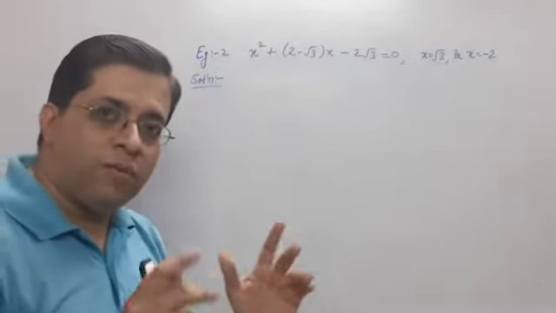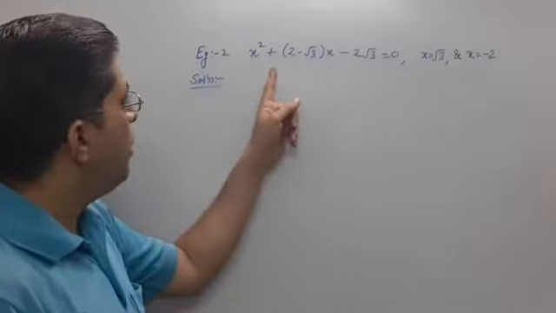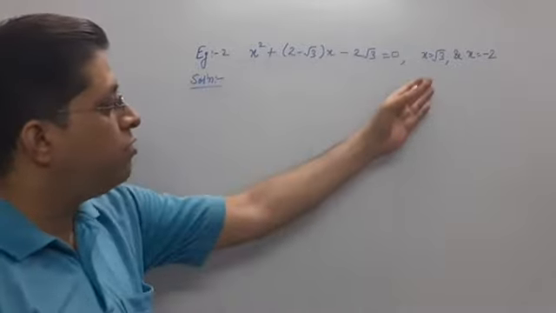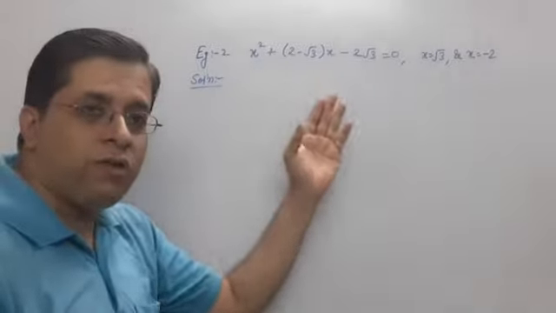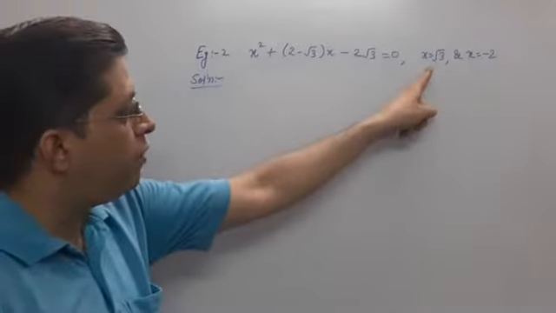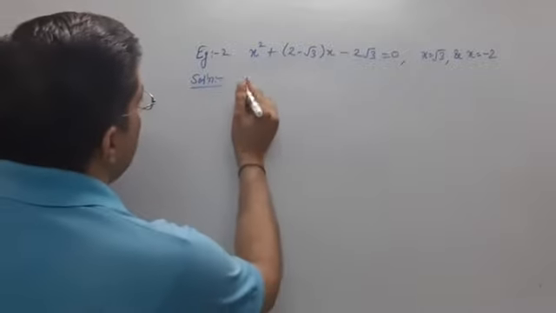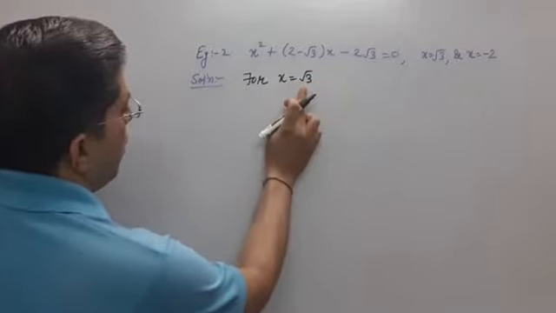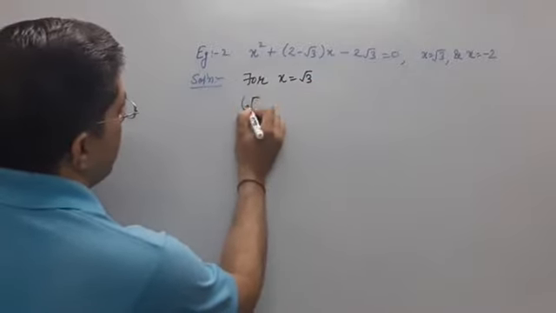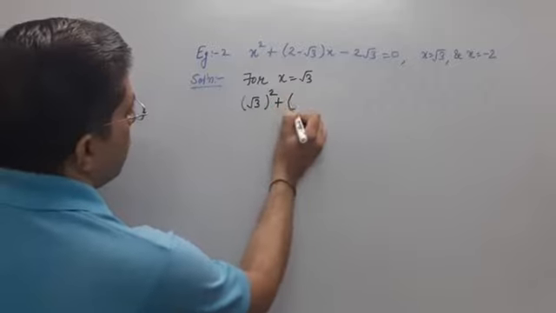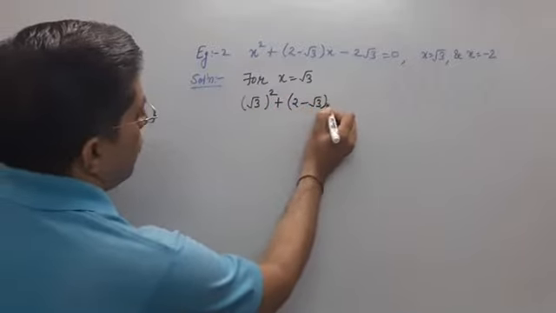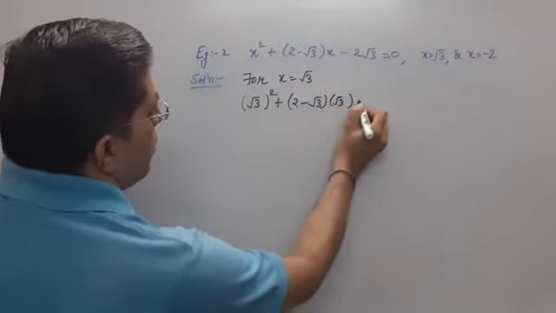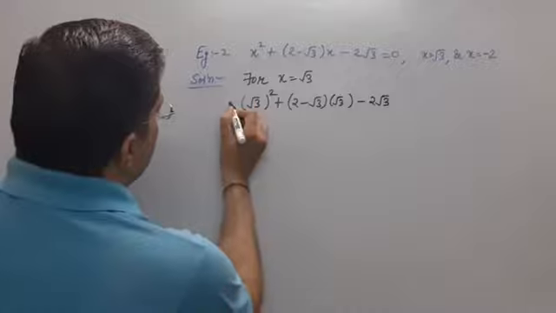Yes, let us take one more example. See here, x square plus 2 minus root 3 x minus 2 root 3 equal to 0. You have to check whether these two are the solutions of this quadratic equation or not. First of all I am taking x is equal to root 3. Now I am going to put here root 3 square minus 2 minus root 3 as it is. In place of x you have to put root 3, minus 2 root 3.